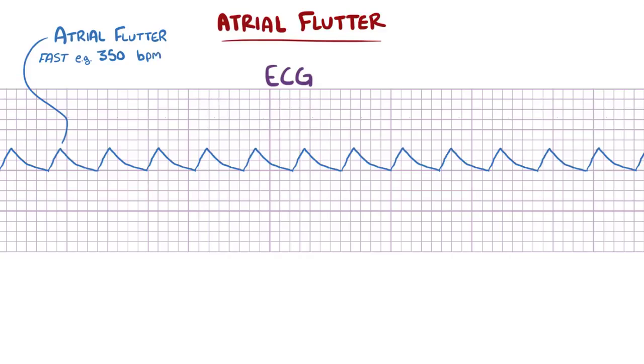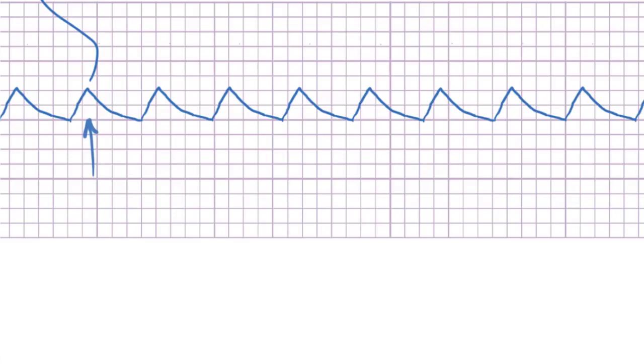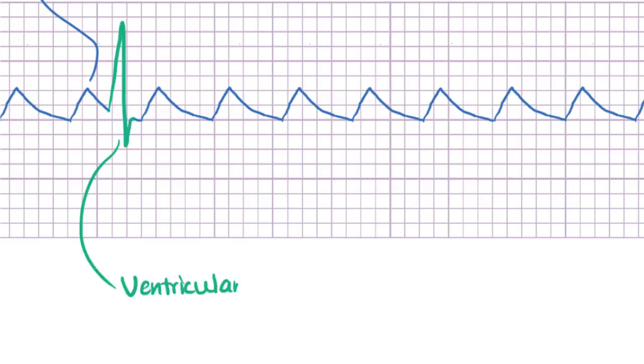In this case, there are no normal P waves. Instead, they're called flutter waves, or F waves, and they take on this sawtooth shape. Starting with this guy, it goes to the ventricles and contracts the ventricles, causing this QRS complex.